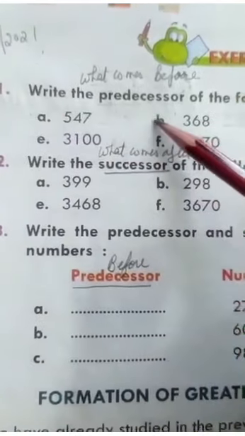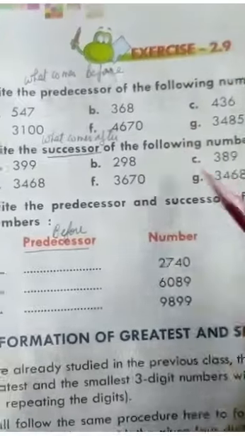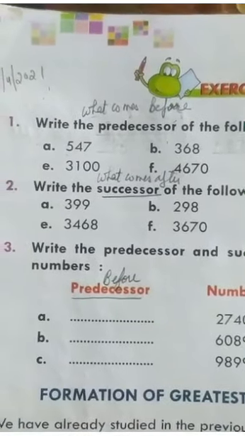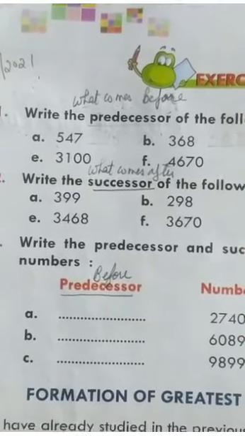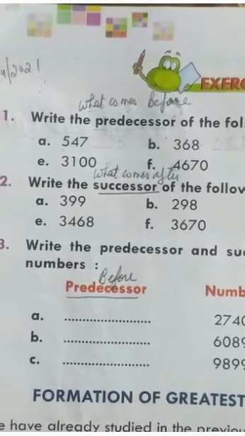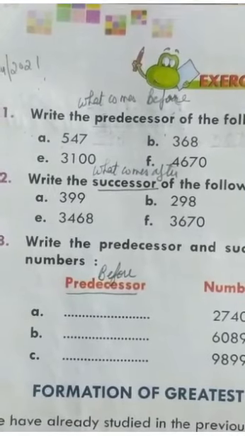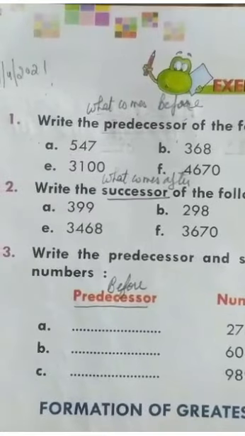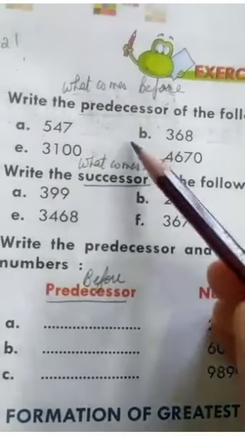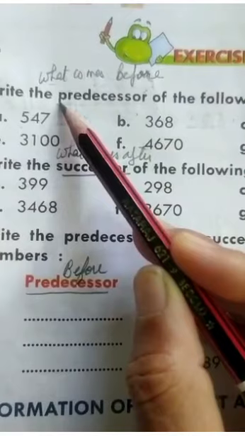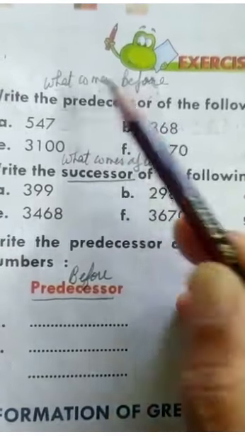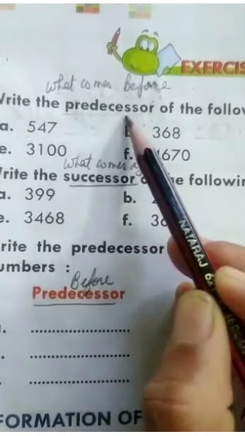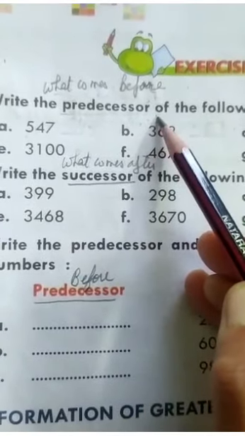First question, write the predecessor of the following number. What do you mean by predecessor? Predecessor means before. What comes before? You have done in LKG, UKG, first and second class also. Okay, what comes before, what comes after, and what comes between. So these are same only. Here there is a change of name. Earlier you used to do what comes before. Now we will write the predecessor. Predecessor means what comes before.